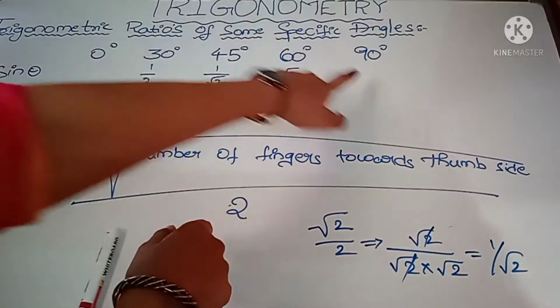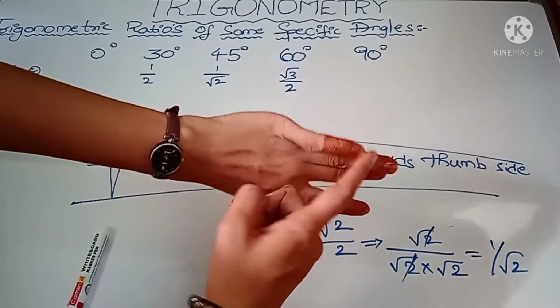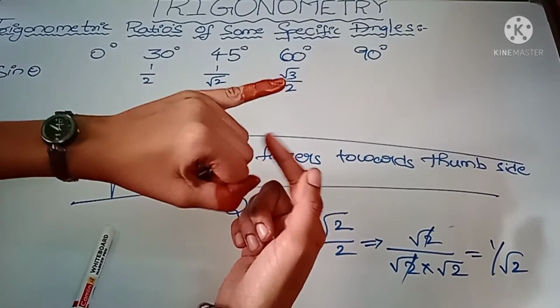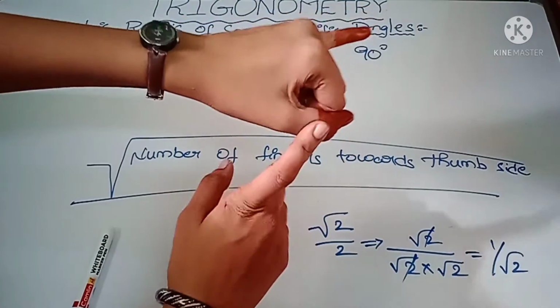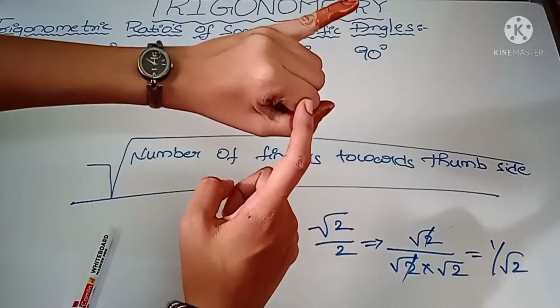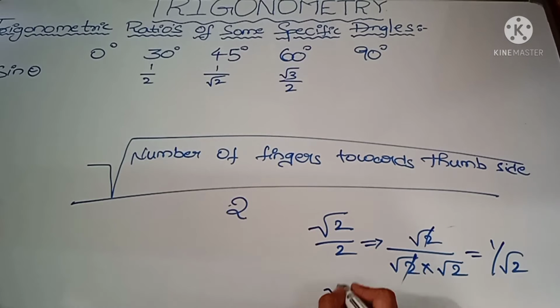Next value is sine 90 degrees. 0, 30, 45, 60 and 90. How many fingers are there towards the thumb side? 1, 2, 3 and 4. Yes, 4 fingers are there. Now write here under root 4 by 2.